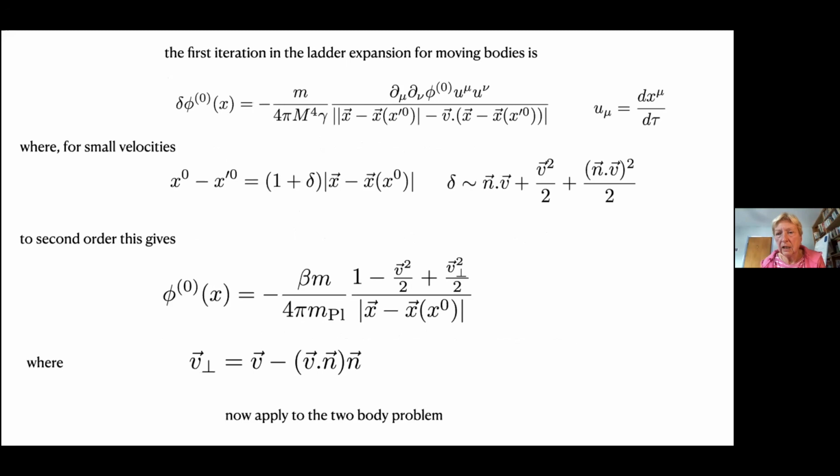So the first iteration for moving body is this. Little m is the mass of the body. Gamma is the relativistic gamma factor. And u^mu is dx^mu by d tau.